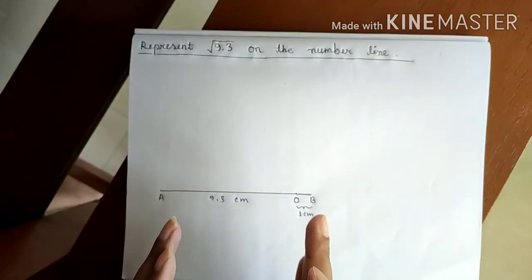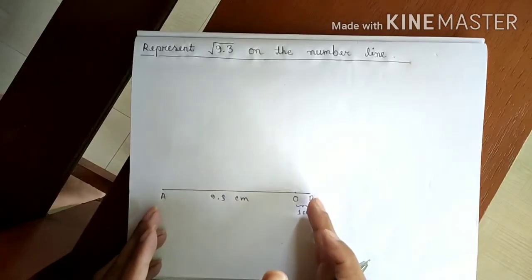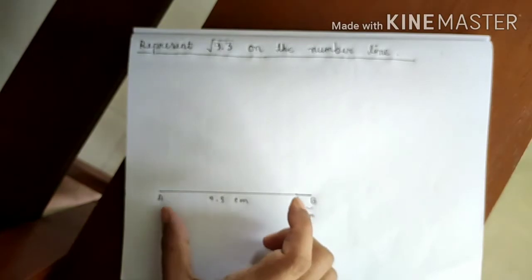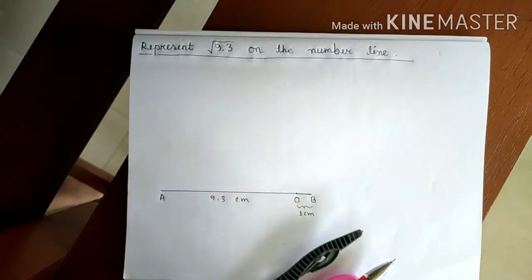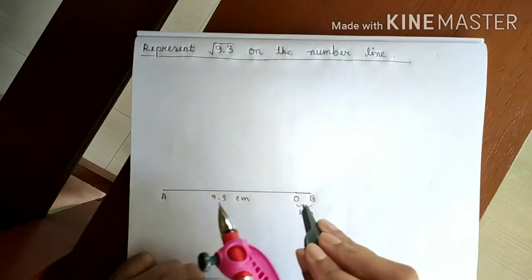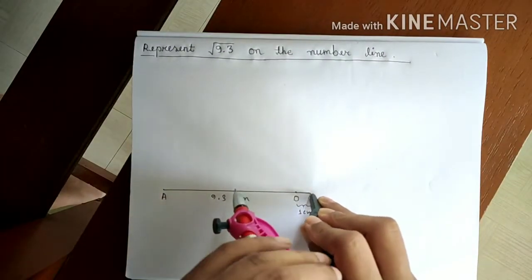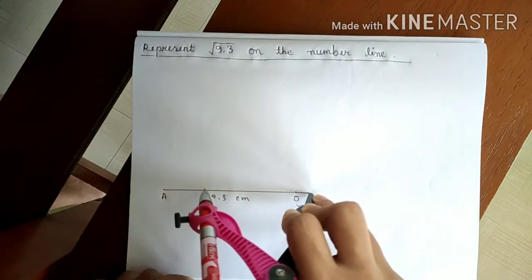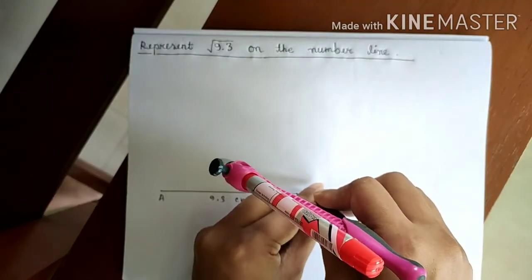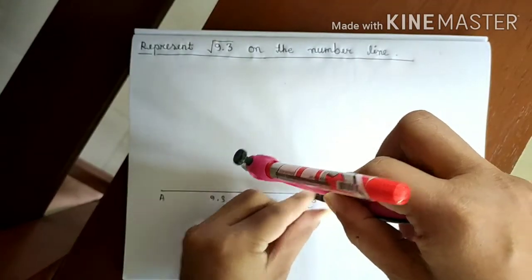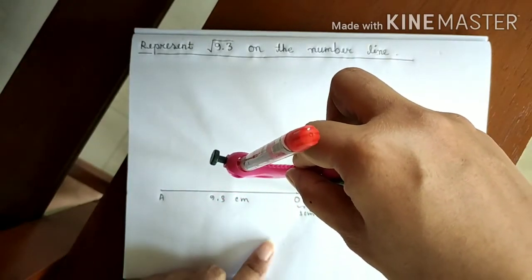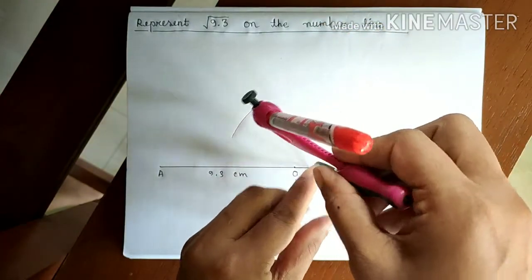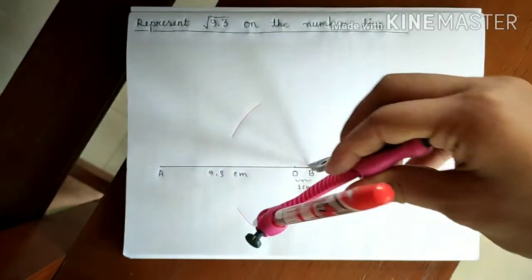Our next aim is to bisect AB. How can we bisect? Using the compass we have to bisect the line segment AB. Place your compass at point B, then take a length more than half of AB. So we have to draw two arcs from the point B like that.